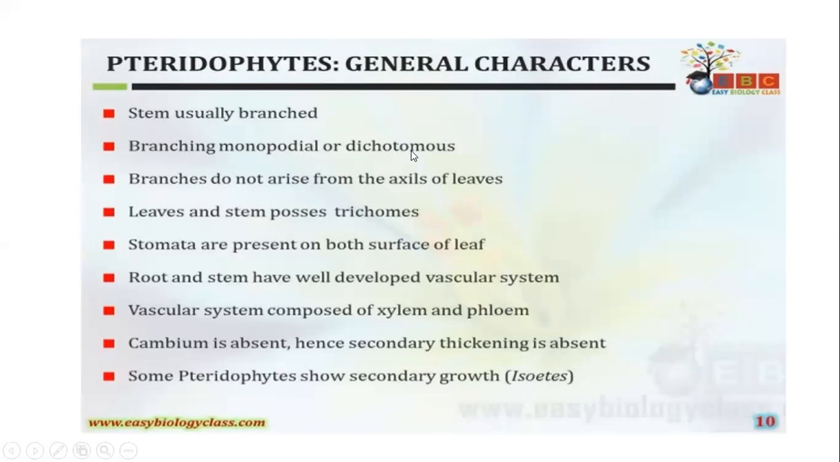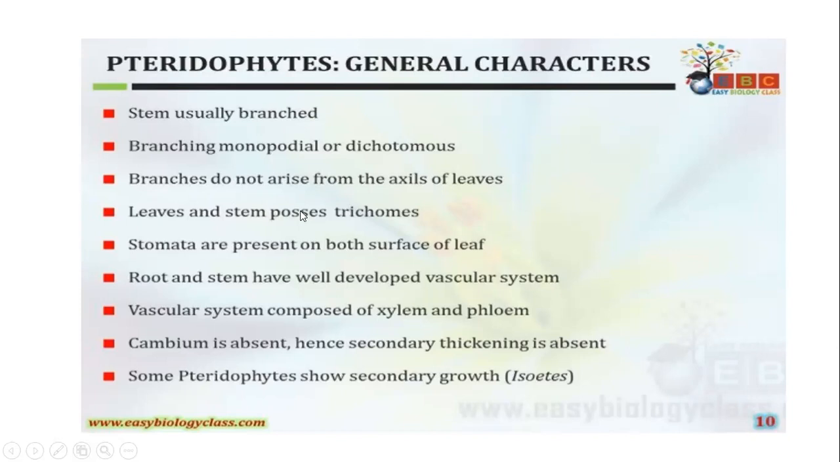It may develop two branches or a single branch. Next, these branches never develop from the axil of the leaf, but they only develop at the tip of the main stem or the main axis.